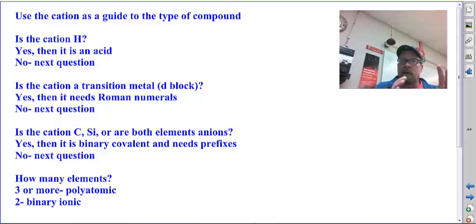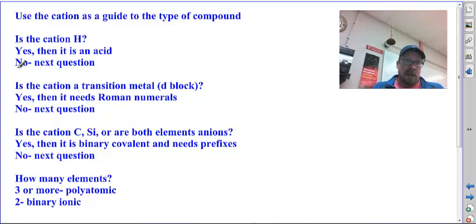Just look at the very first element, what would be the cation for most of these, because most everything we did was inorganic ionic naming. And ask yourself a few questions. Look at that first element. Is it hydrogen? If it is, then you know it's an acid, and you go through your acid naming rules of first name it as an ionic compound, and then use the ending to switch it into its acid name.